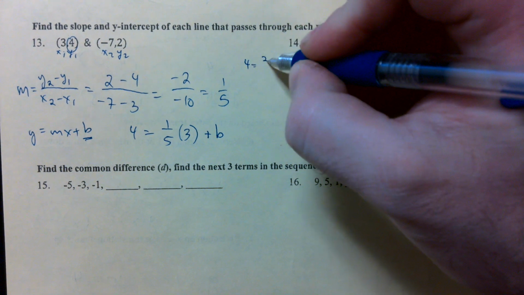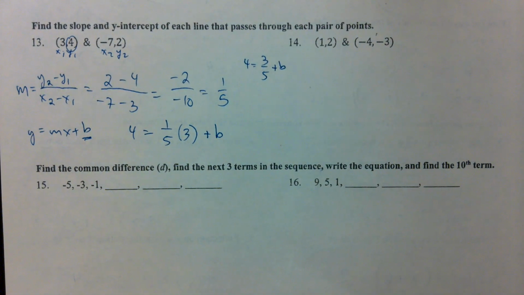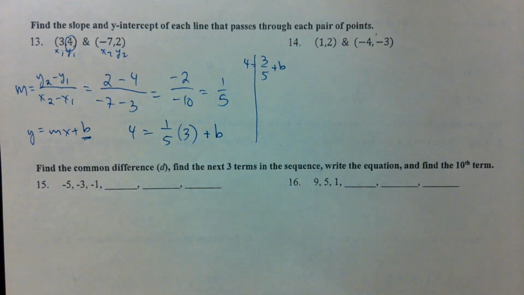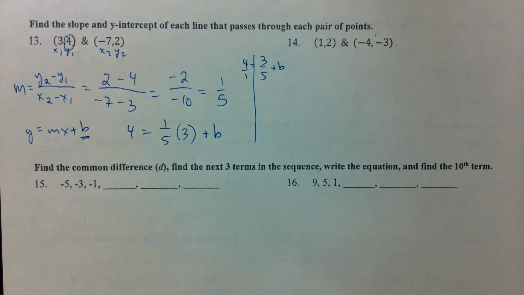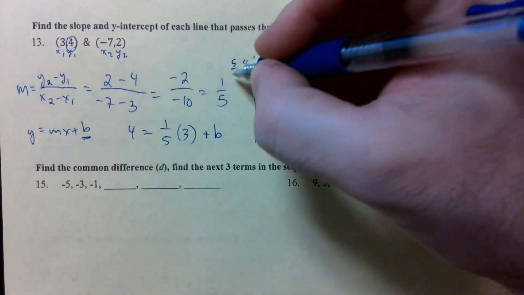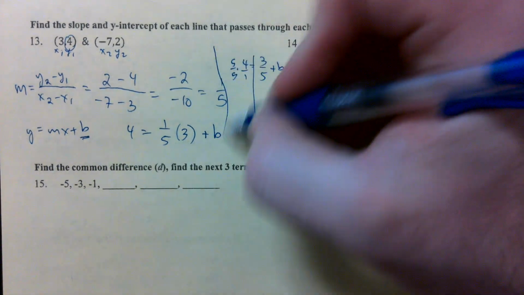So 4 equals 3/5 plus b. How can I subtract 3/5 from 4? What do I need to do with that 4? Put a 1 under it. Sure. And then what? Times it by 5. On both, on 5 over 5. We need to make an equivalent fraction if I want to subtract, right?